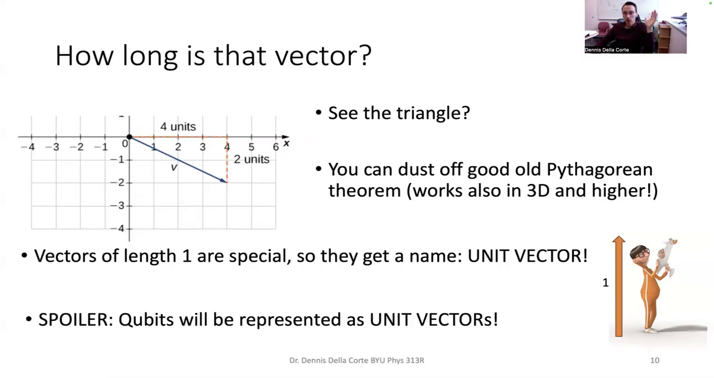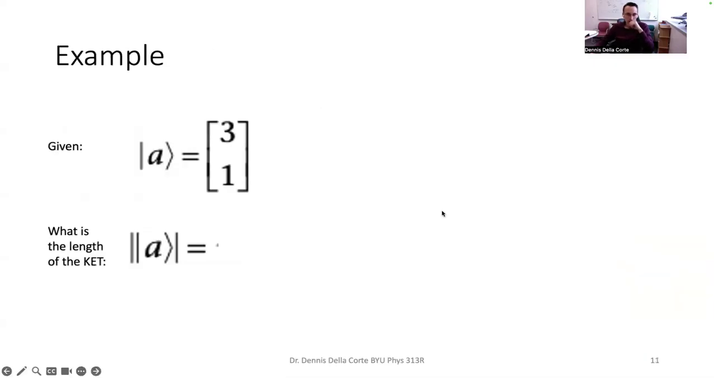Hey, spoiler alert, qubits will be represented as unit vectors. So important concept: a vector with a length of 1, unit vector. Cool. So if we have, for example, the vector (3, 1), this is a bracket on the right side, the angle. So it's a column vector. So we need to figure out the length of the column vector.